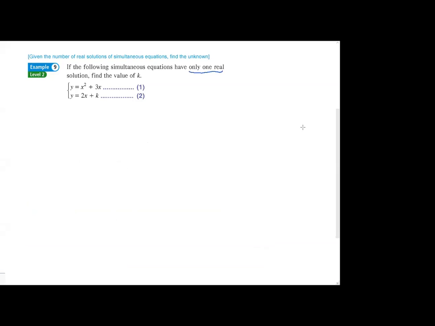So if the following simultaneous equations have only one real solution, means that it is case 2. Case 2 means the delta is exactly equal to 0. Okay, we are going to use this later. But in order to use the delta, we need to combine the equation 1 and equation 2 to be one single simple quadratic equation first. Okay, so we do the same steps.